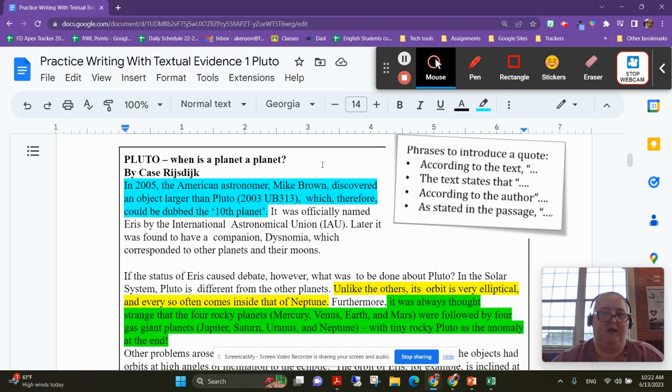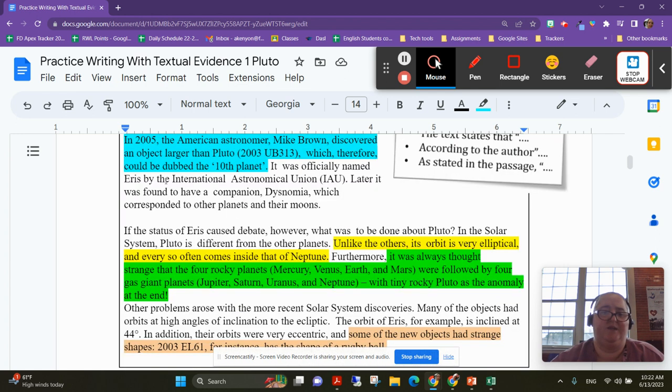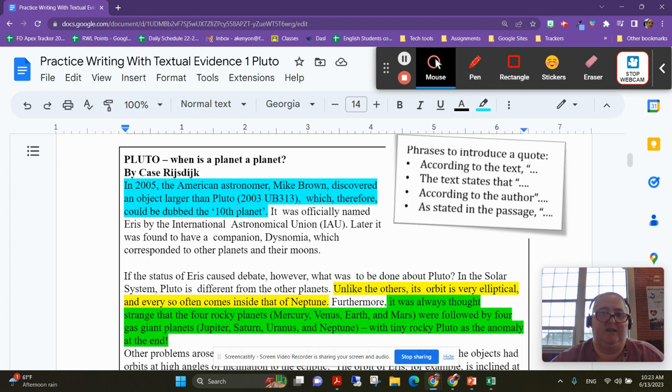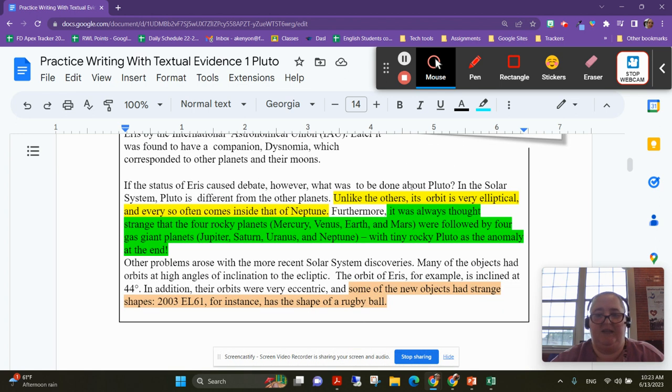So this is our text, and this text is all about when is a planet a planet? Following up with that Pluto lesson you've already been working on. So in 2005, an American astronomer, Mike Brown, discovered an object larger than Pluto, 2003 UB313, which therefore was dubbed the 10th planet. It was officially named Eris by the International Astronomical Union, the IAU, which is so much easier to say. Later, it was found to have a companion, Dysnomia, which corresponded to other planets and their moons. If the status of Eris is debated, however, what was to be done with Pluto? So you can see here that the finding of this planet actually made it so that something needed to happen to Pluto, right?